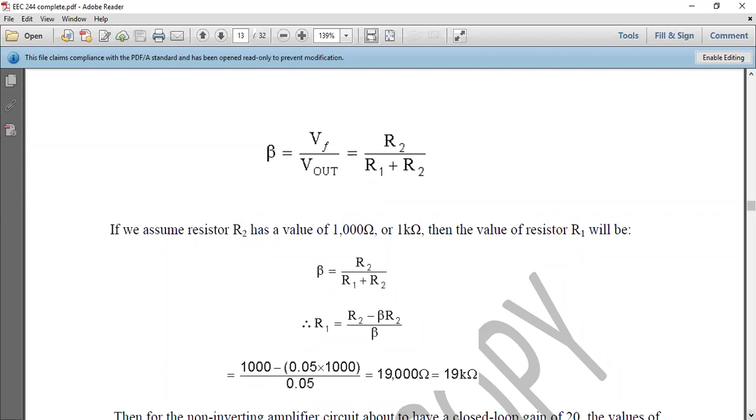Now, if we assume resistor R2 has a value of 1000 ohm, that is 1 kilo ohm, then the value of resistor R1 can be calculated from this formula here. That is, if you choose a value first for R2, then we can determine R1 from this equation. So we could have R1 equals R2 minus beta R2 divided by beta, if you make R1 the subject of the formula. That is 1000 minus 0.05 times 1000 divided by 0.05. That is about 19,000 or 19 kilo ohm.